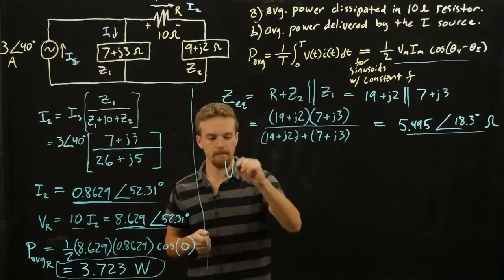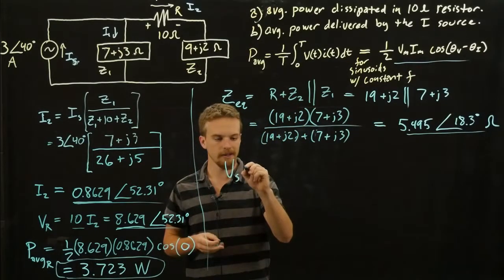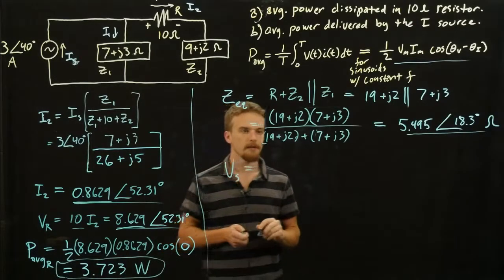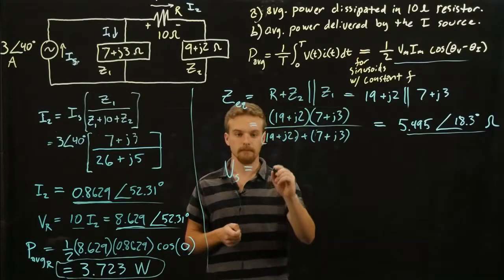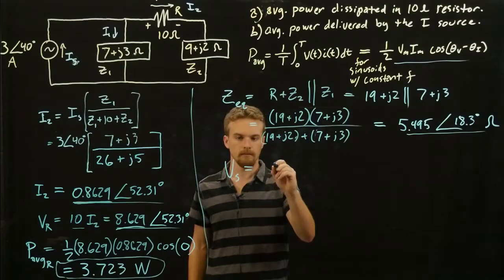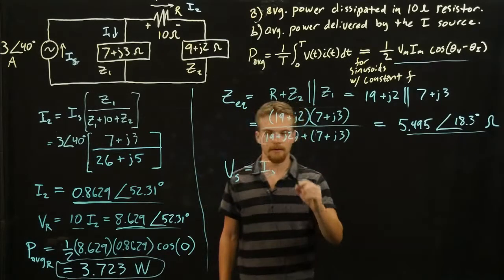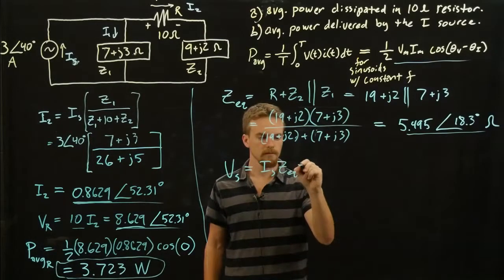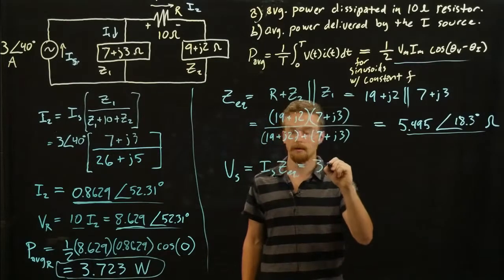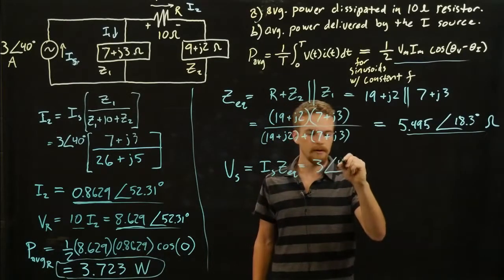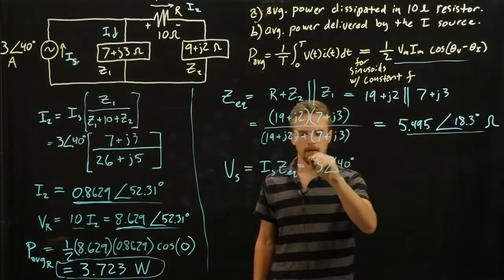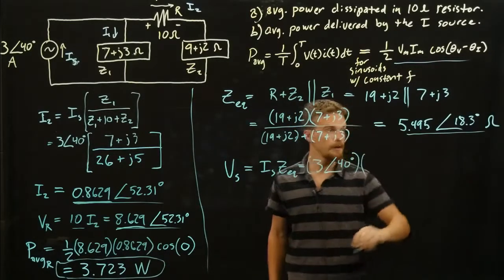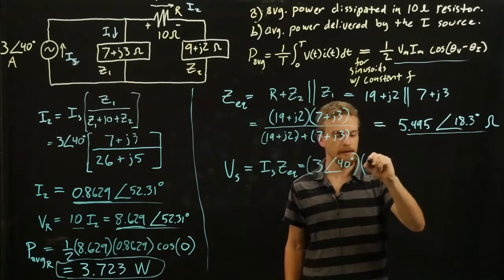We'll call that Vs for the voltage across the source. It would equal, let's see, the current through the source times the equivalent, right? That'd be equal to 3 with a phase of 40 degrees times this.